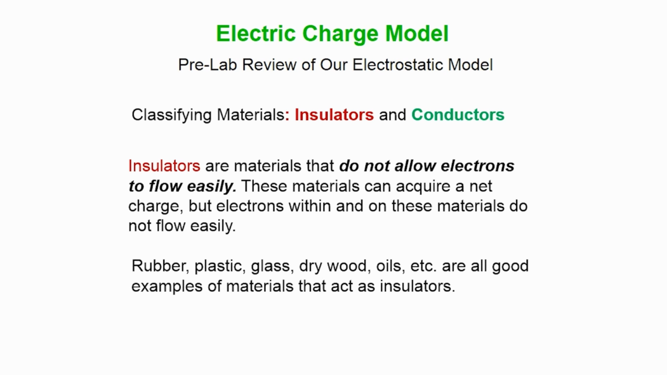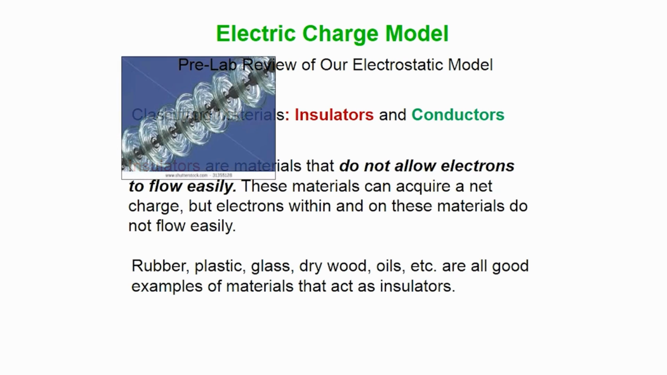Rubber, plastic, glass, dry wood, oils, etc. are all good examples of materials that act as insulators and will generally protect us from electric shock. An example there is the glass being used on an electric line or a transformer line, so that it can be moved without actually touching the conductor that runs down the middle of that cable.